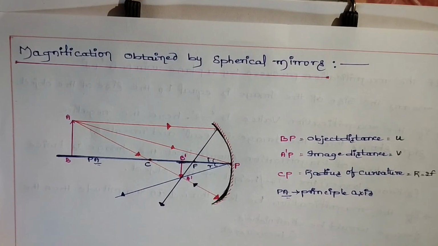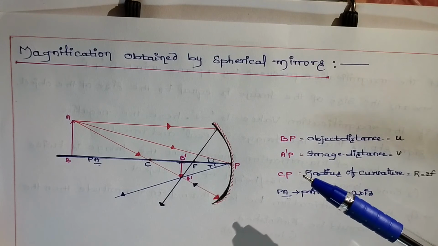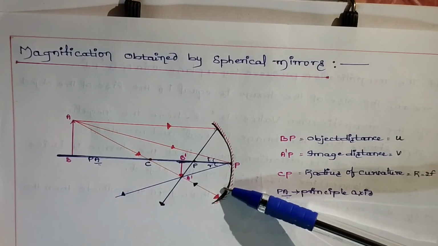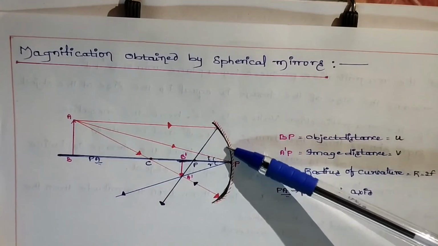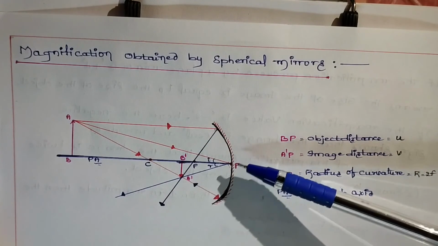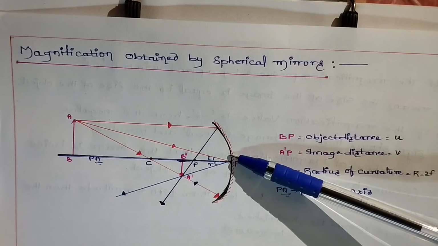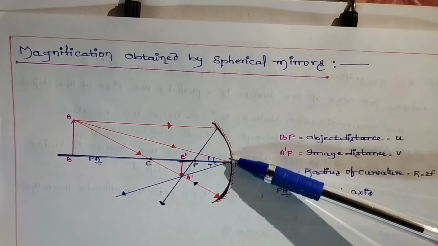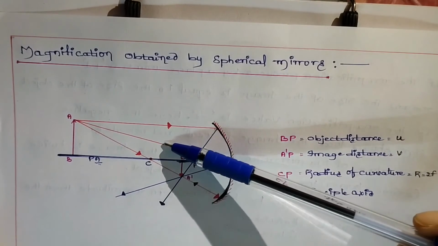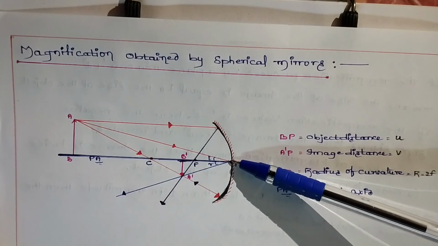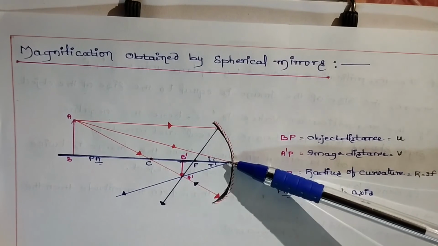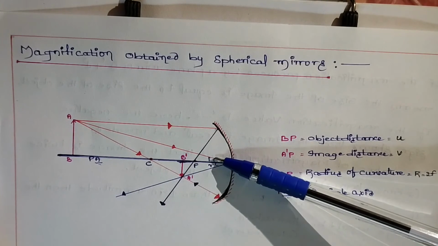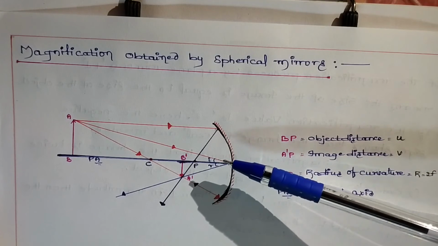First, a ray of light which is incident at the pole of a concave mirror. This is the concave mirror, because the reflecting surface is inward and the outward surface is silvered. The ray of light which is incident at the pole of a concave mirror is reflected back, making the same angle with the principal axis. Here the angle of incidence is equal to the angle of reflection.